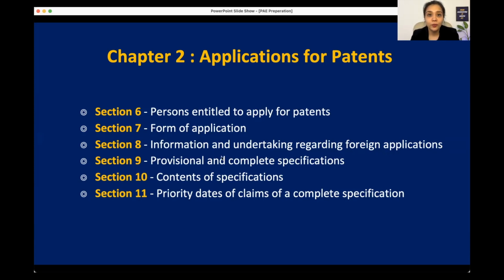So I thought it would be better to directly go on to the act and go through these sections. Why? Because these sections in themselves have a lot of scope for objective questions. So it would be better to learn these sections in detail. So let's go to the act itself.